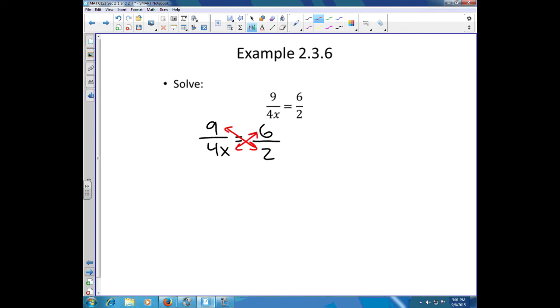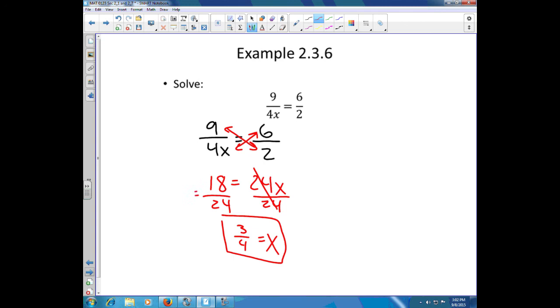So for example, 9 over 4x is equal to 6 over 2. Well, we can cross multiply and set them equal to each other. 9 times 2 is 18. 4x times 6 is 24x. And now to get x by itself, we just divide by 24. And you get x equals 18 over 24, which we can reduce to 3/4. We divide both by 6. 18 divided by 6 is 3. 24 divided by 6 is 4.